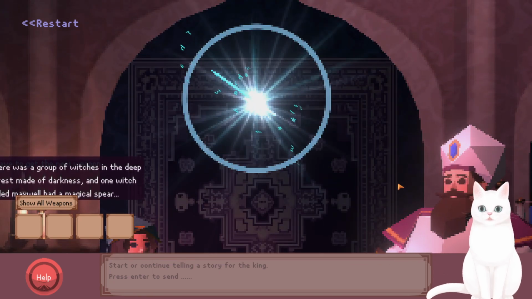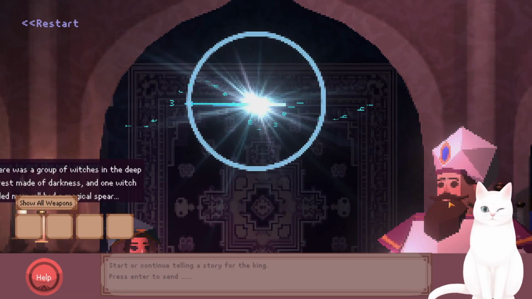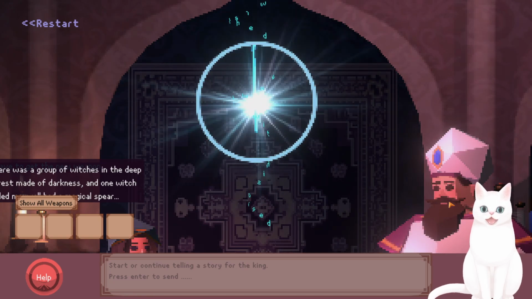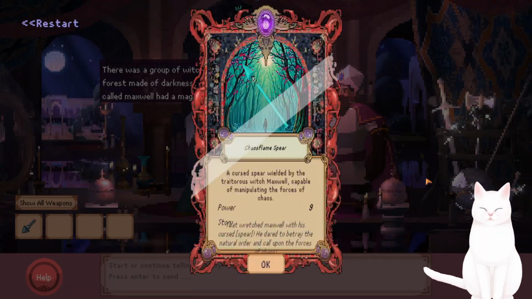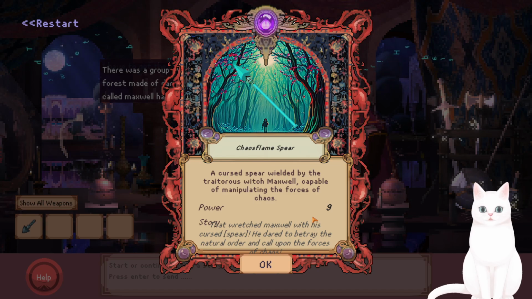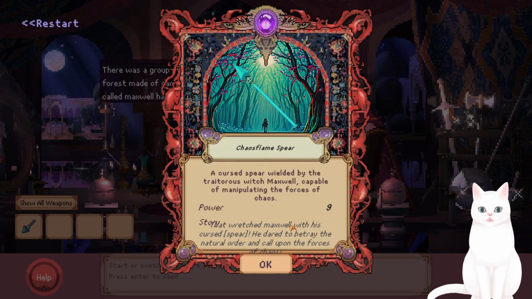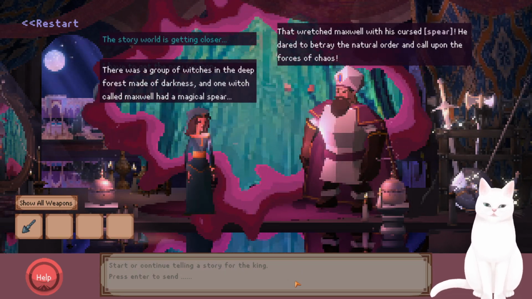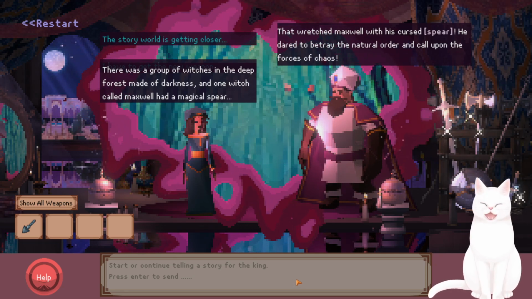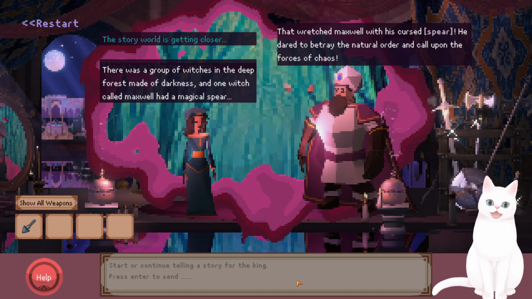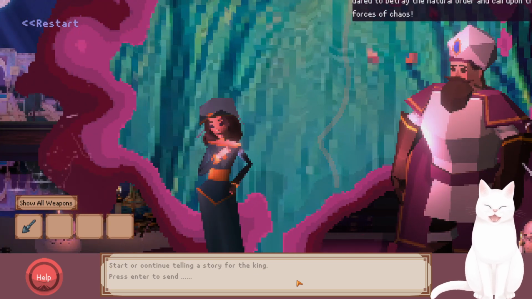So basically, when you tell more stories, if the king mentions any weapon, you can try to gather that from the story, and this weapon will be generated based on your description. "Chaos Flame Spear, a cursed spear wielded by the treacherous witch Maxwell, capable of manipulating the forces of chaos." Each weapon you collect from the story will be unique. The power and effect of it are totally based on how your story is told to the king. Let me try.